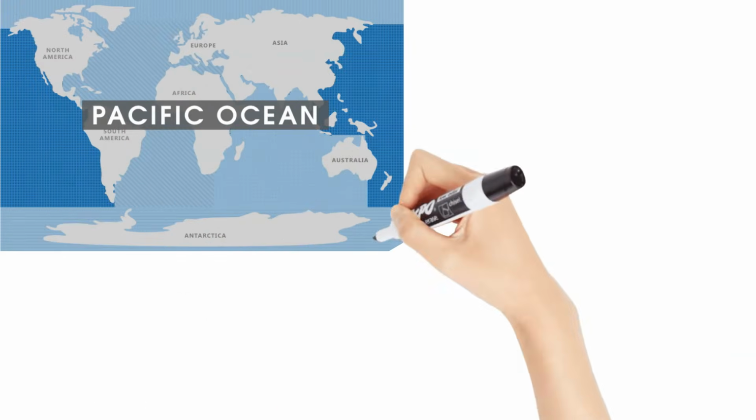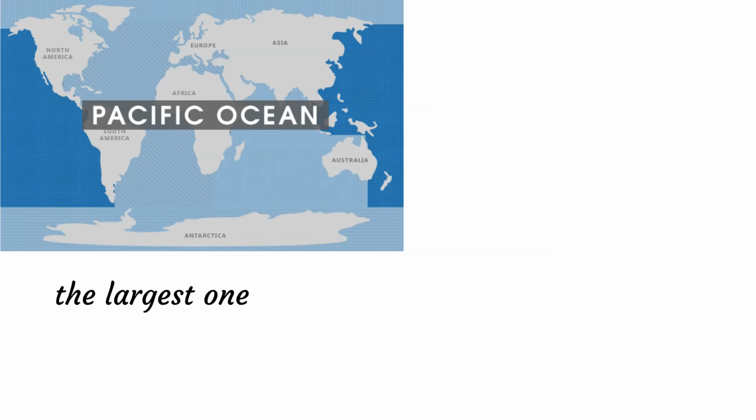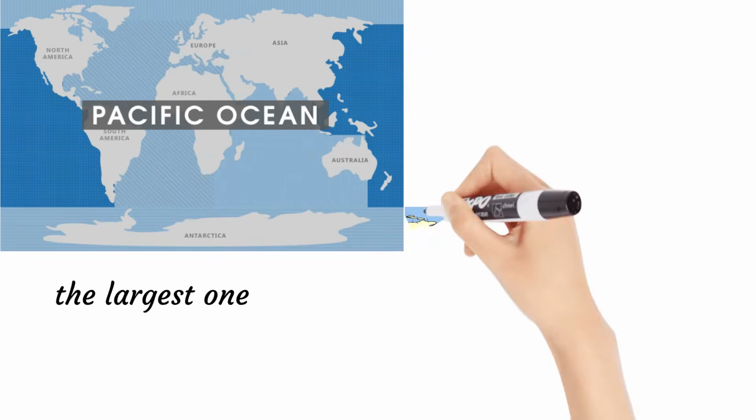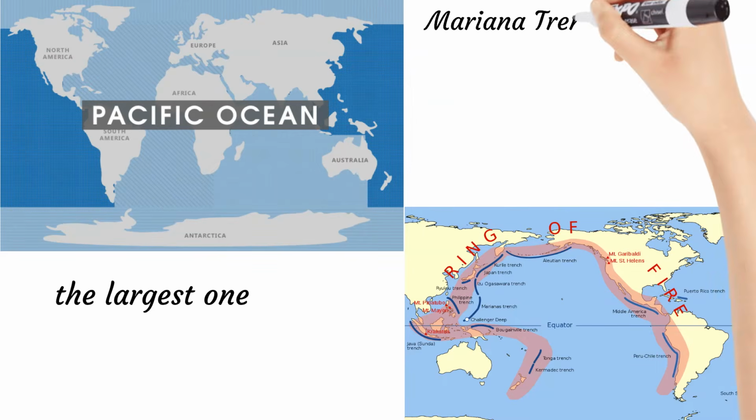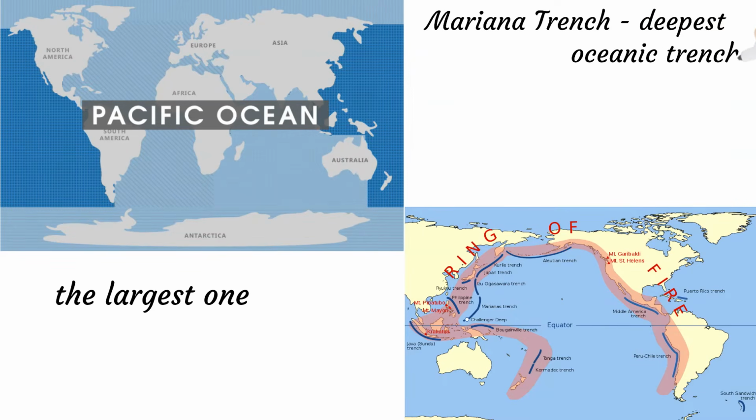It reaches from North and South America to Asia and Australia. The Pacific Ocean is surrounded by a line of volcanoes known as the Ring of Fire. It is also home to the Great Barrier Reef. The Mariana Trench is the deepest oceanic trench on Earth, and it is located in this ocean.